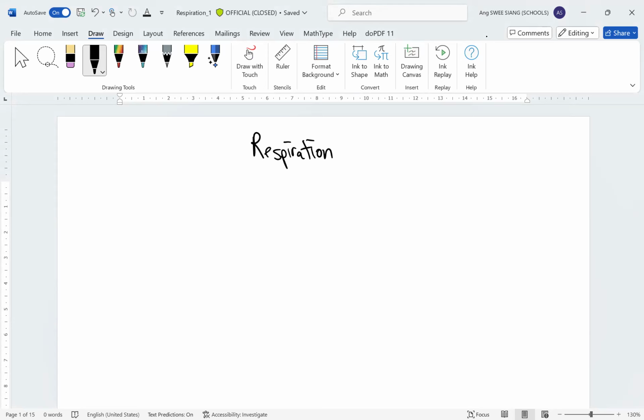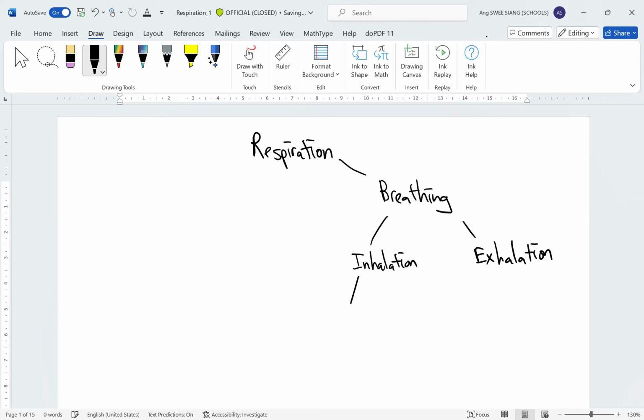Breathe. Okay, some of you say respiration is breathe, related to breathing. What else? Exhaling. So breathing got two things: inhalation or exhalation. Then you actually got one more word, inspiration.